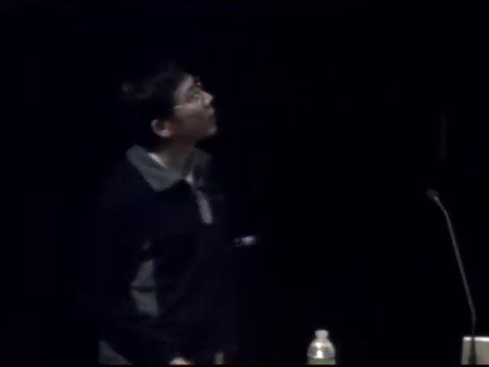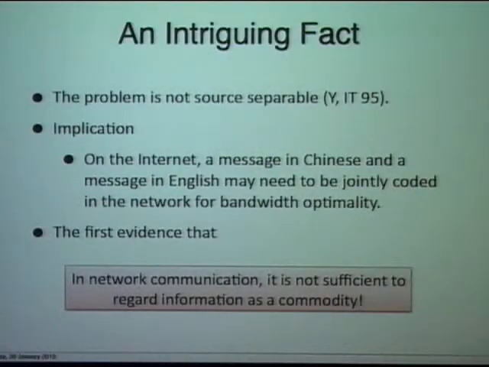Now, it turns out that the problem is not source separable in the sense that I have just explained to you. The implication is the following. Imagine that we try to communicate on the internet. Let's say I try to send out a message in Chinese, and you try to send out a message in English, and what we try to say have nothing to do with each other. Statistically, they're independent. But it turns out that in some situations, it is necessary to jointly encode the Chinese message and the English message somewhere in the network in order to achieve bandwidth optimality.